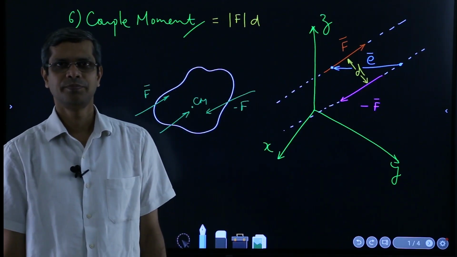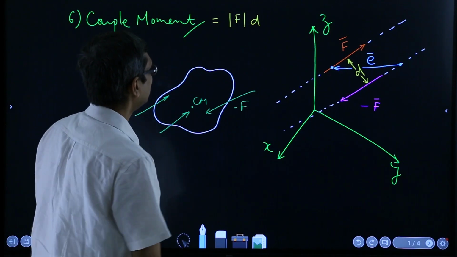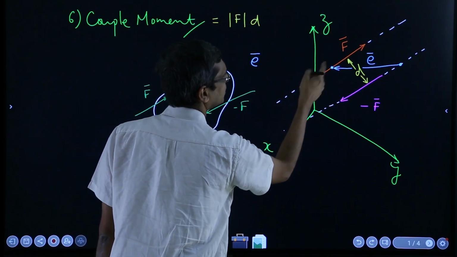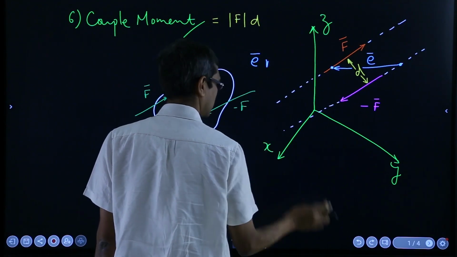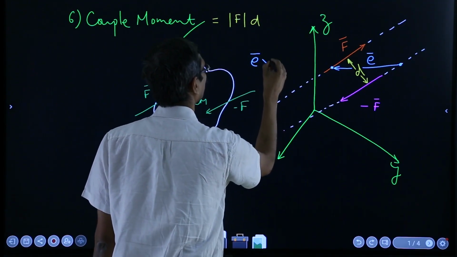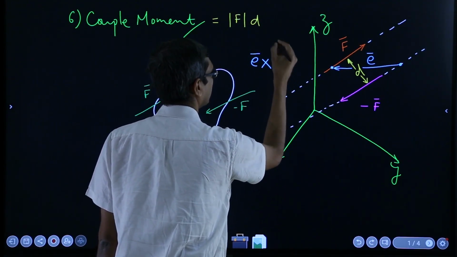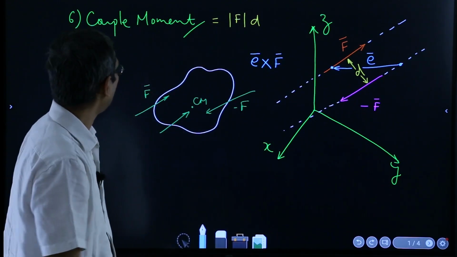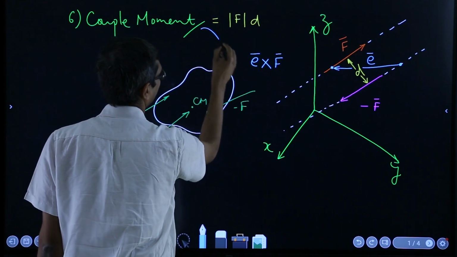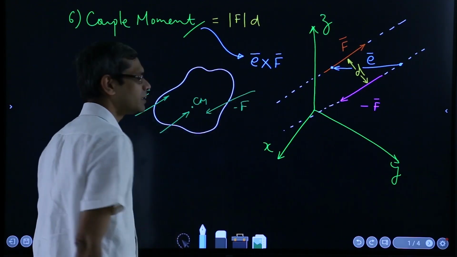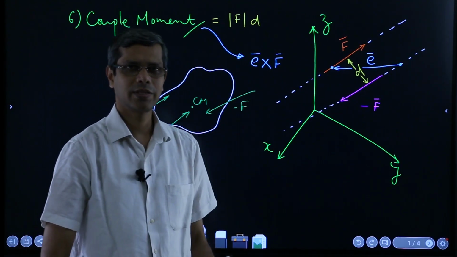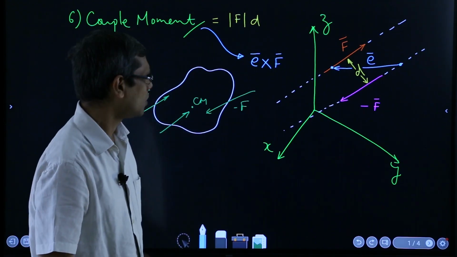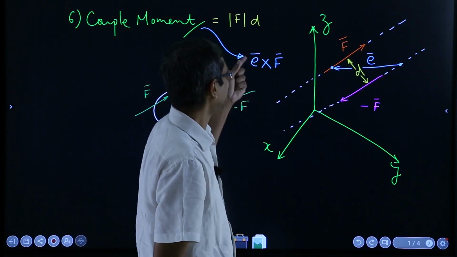Okay. Then your E crossed with F, sorry, is what you will get as this couple moment. This is the general form which you can always use in whatever complex situation you are in. Now, why does it work? The same way, right?